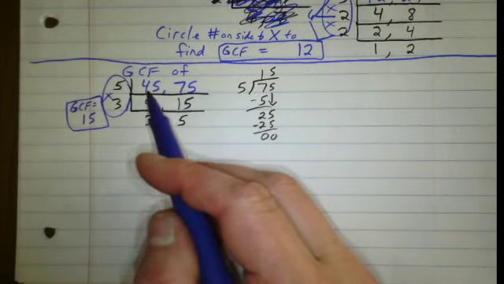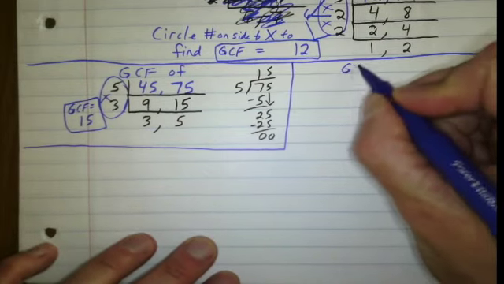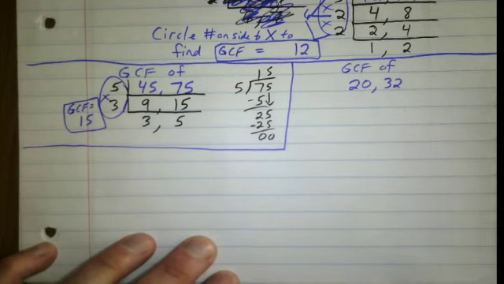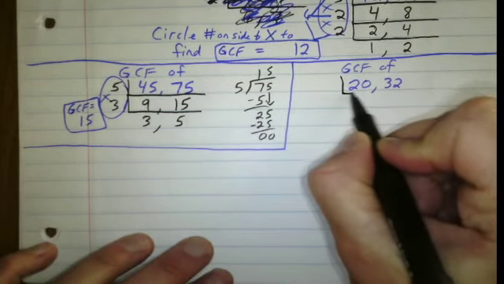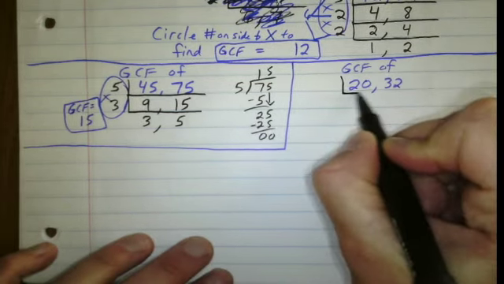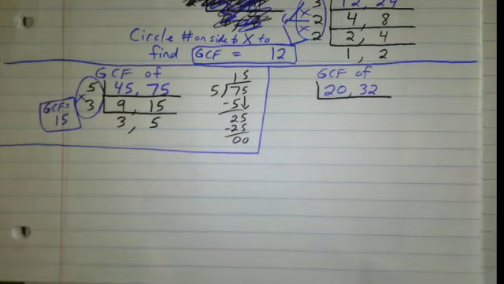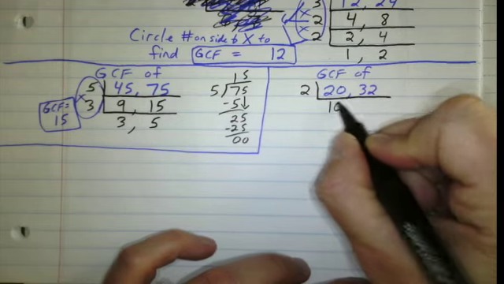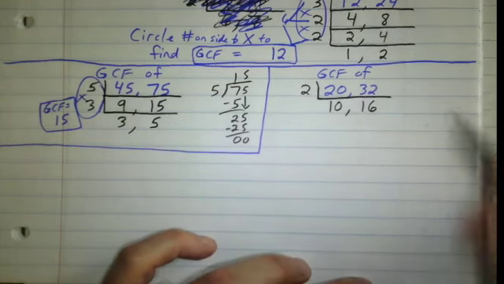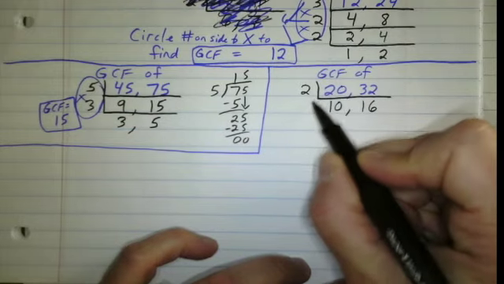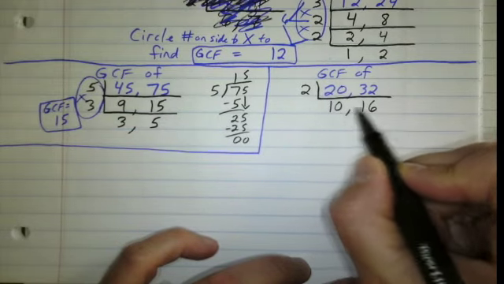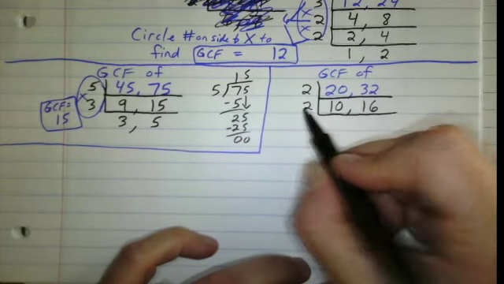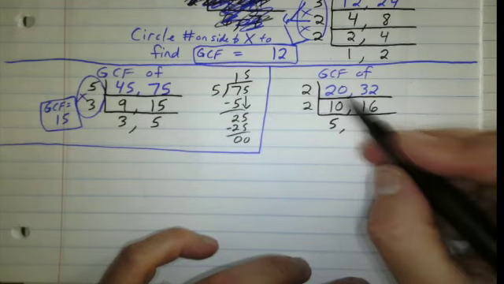Draw a line here, do another example to the side. What is the GCF of 20 and 32? I will make a rung on the ladder because I see a prime number that goes into both of those. And that prime number could be 2. 20 divided by 2 is 10, and 32 divided by 2 is 16. So, greatest common factor of 20 and 32. Do I make another rung? Is there another number that goes into 10 and 16? That would be a prime factor of both. Yep, another 2. 10 divided by 2 is 5, and 16 divided by 2 is 8.